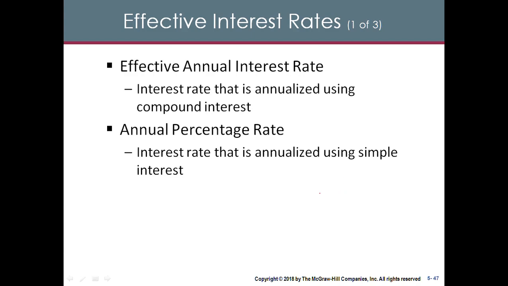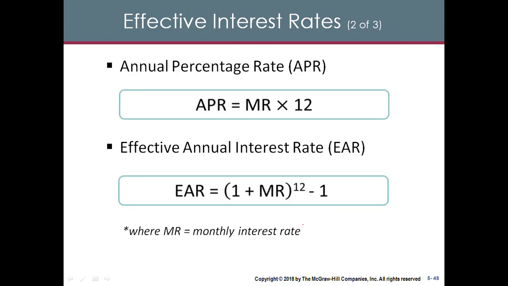Then the concept that you use is called the effective annual interest rate if you are using compound interest. Or if you are using simple interest, if you want to find the annualized interest rate, then the term you use is annual percentage rate or APR. This APR is also called yield for short. How to calculate the effective interest rate and the APR?